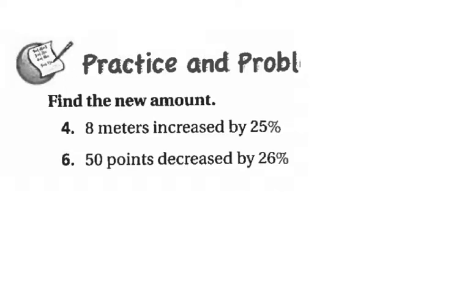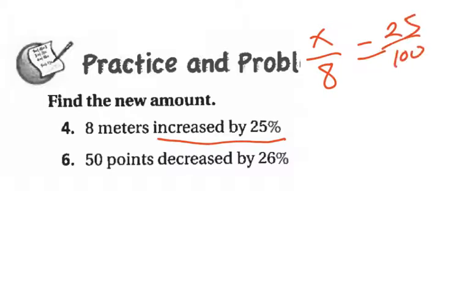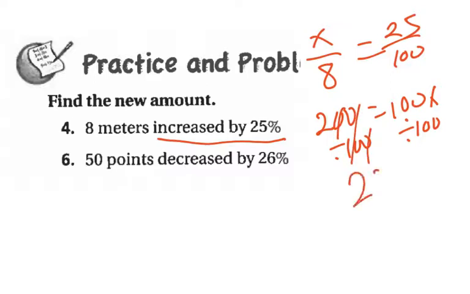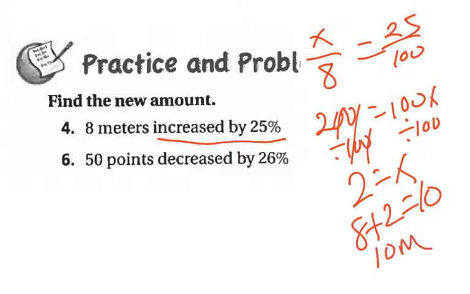So let's try a couple here. Okay, so it wants us to find the new amount. So if you have 8 meters and it's increased by 25%, well, first of all, we need to find 25% of 8. Okay, so something over 8 is equal to 25% over 100. So I'm going to cross multiply here. 8 times 25 is 200. X times 100 is 100x. We'll divide by 100 on both sides. And we'll get 2 equals x. So if it increases by 25%, that means it's going to go up 2. 8 plus 2 equals 10. So our answer would be 10 meters. Okay.